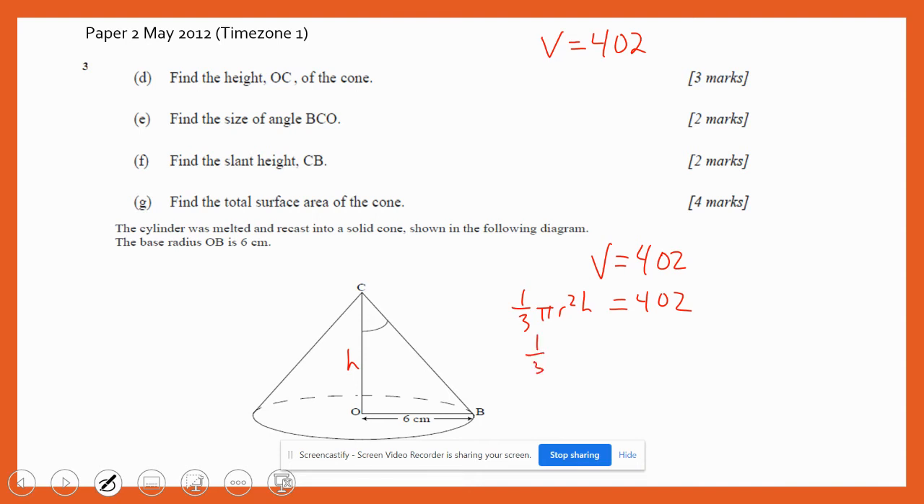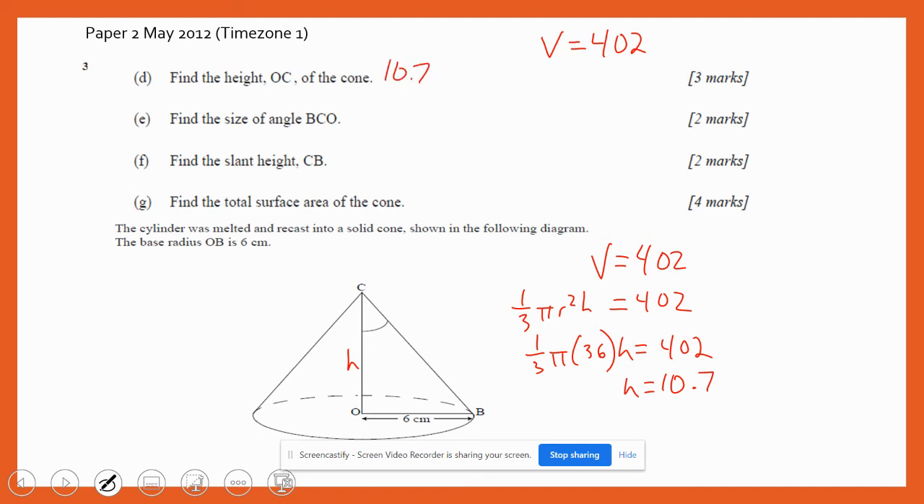Well, we can do that by substituting what we know. We know that the radius is 6, so we have 1/3 pi times 36h. So if you take your 402 times 3 to get rid of the 1/3, and then divide by 36, and then divide by pi, and that will give you the height. Or just solve that equation however you want to solve it.